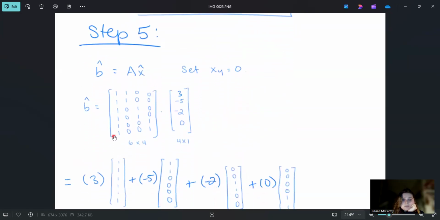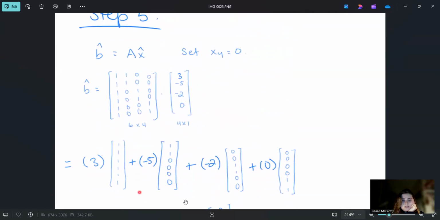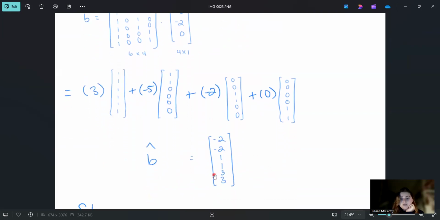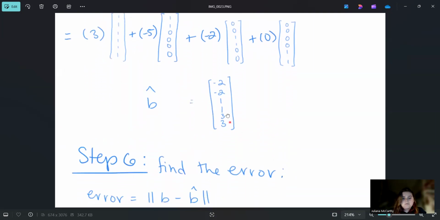We get 3 times the first column plus -5 times the second column plus -2 times the third column plus 0 times the fourth column. And then multiplying the scalars and the column vectors and adding them all together, we find our b hat. So b hat equals this matrix right here. And now that we have our b hat and we know b because they gave it to us, we can start to find the error.